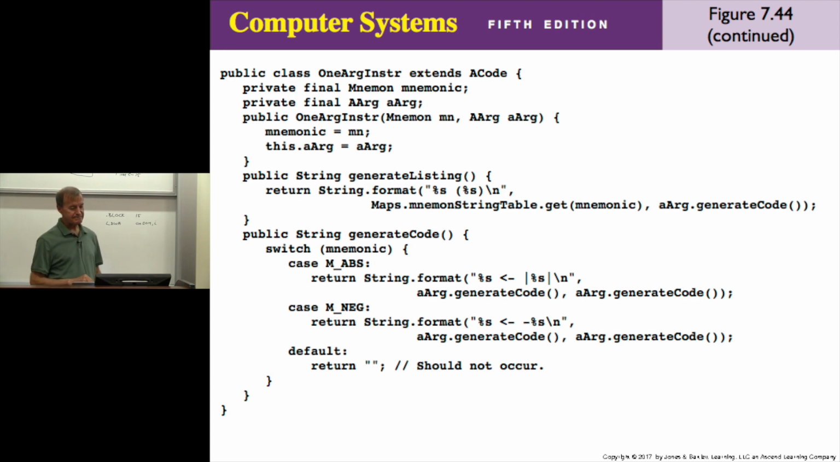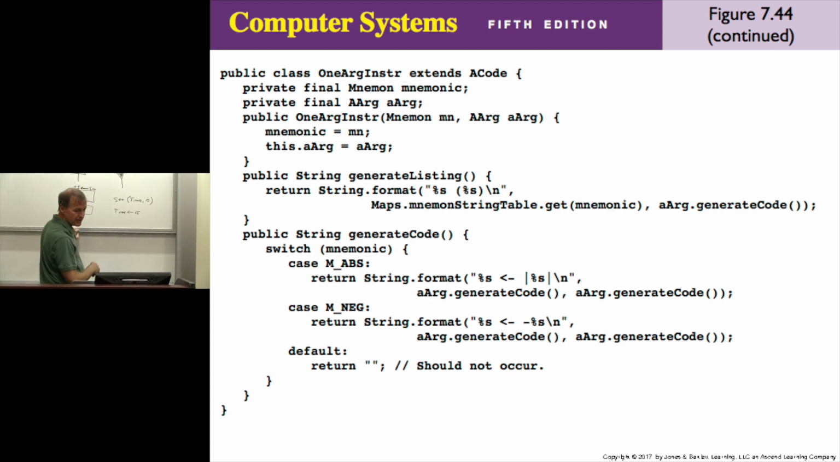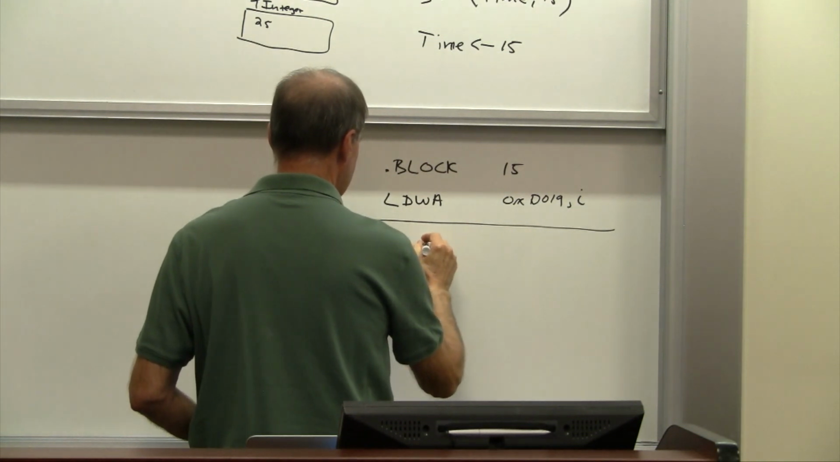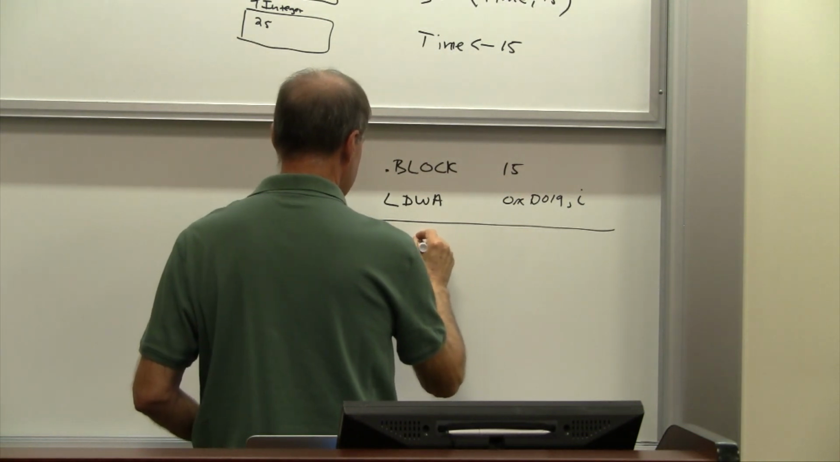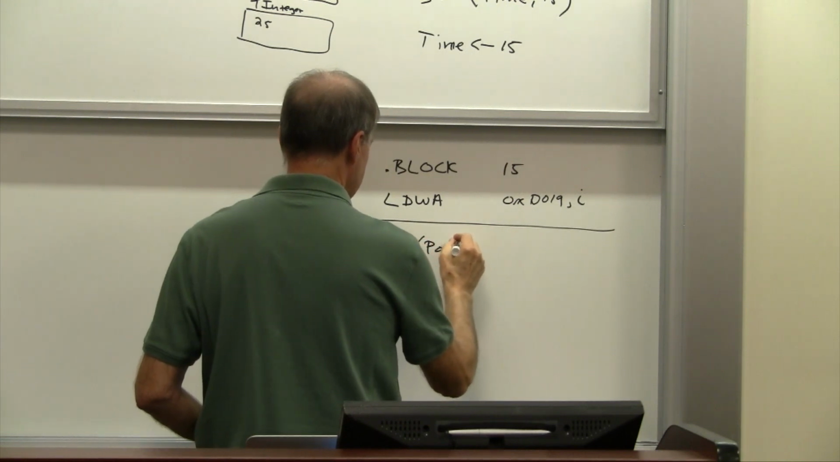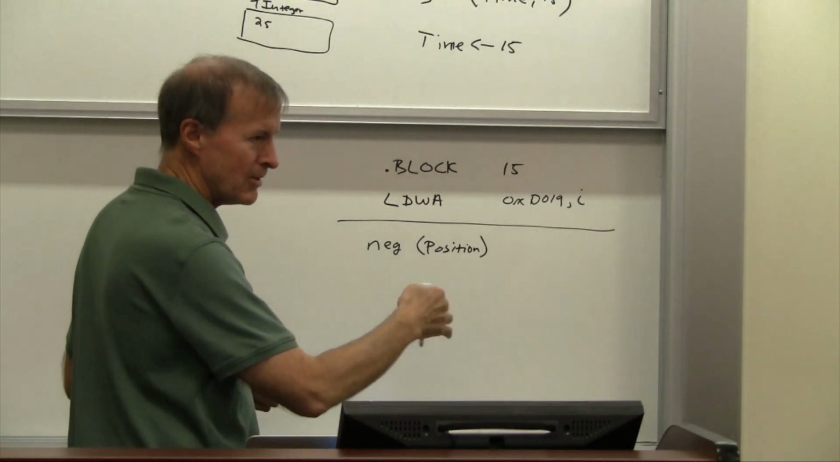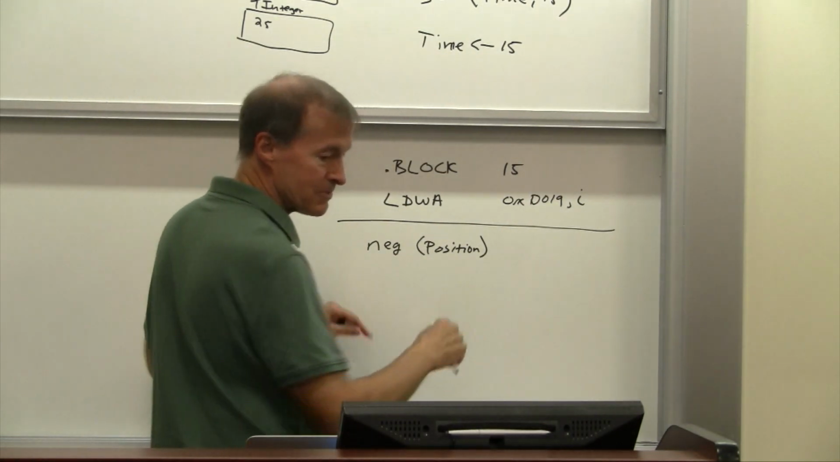All right. And now what does this generate listing do? This is a one arg instruction. An example of a one arg instruction in this language would be like neg position, and with all kinds of spaces. In the input there could be all kinds of spaces. But now what gets printed out here?